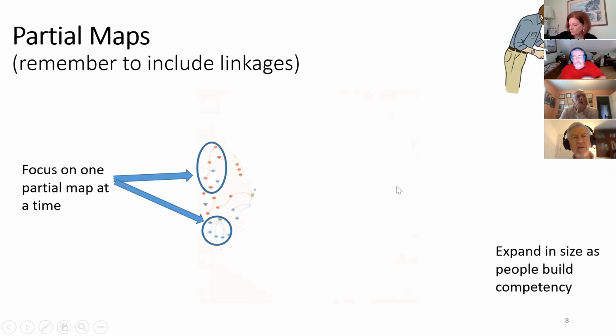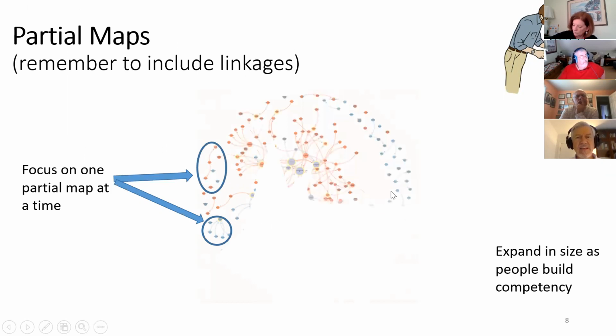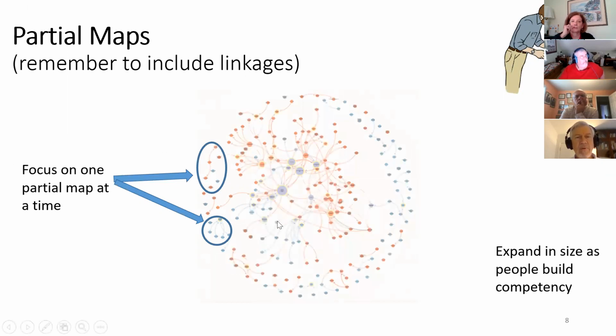Partial maps: if you have a big messy map, you can simply take one little part of that at a time. To do this you can simply talk with the stakeholders and say, well, gee, what parts are you specifically interested in, and simply focus on those, and then expand the map in size as the stakeholders build their competency, their comfort in working with such big messy maps.